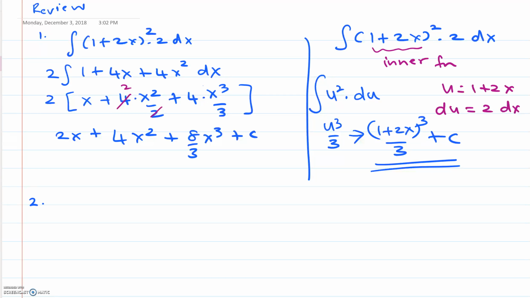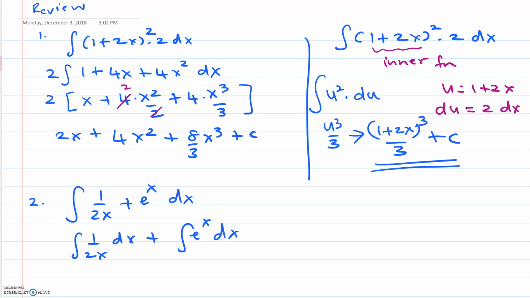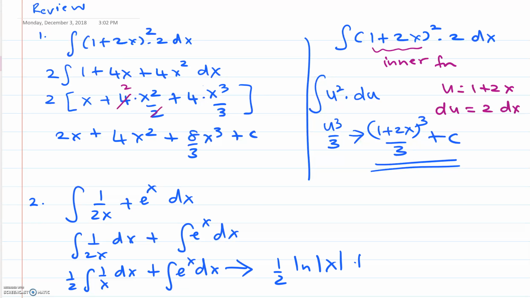Let's do the second problem. Second problem is 1 over 2x + e power x dx. This is a direct formula. We're going to do term by term. 1 by 2x dx plus integral e power x dx. So pulling the 1 by 2 outside, this is integral 1 by x dx. Of course, e power x dx. Both have formula. So we have half ln absolute value of x + e to the x is itself + c.